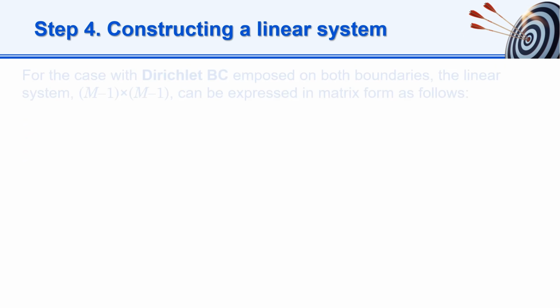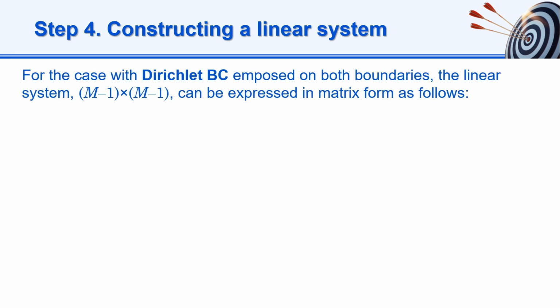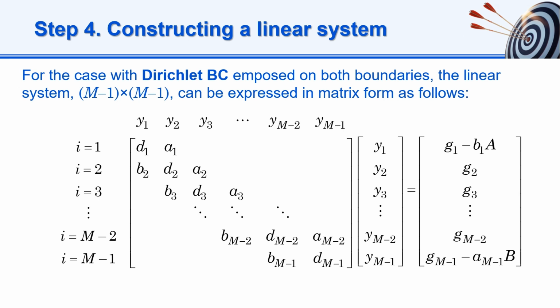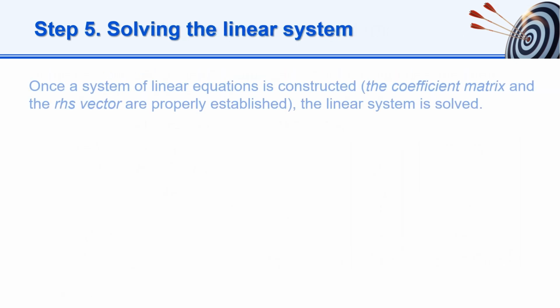For the case with Dirichlet boundary condition imposed on both boundaries, the linear system, size m minus 1, can be expressed in matrix form as follows. The coefficient matrix is tridiagonal. The first and last rows remain unchanged, but only right-hand sides are modified as shown. Once a system of linear equations is constructed, the coefficient matrix and the RHS vector are established. The linear system is solved.